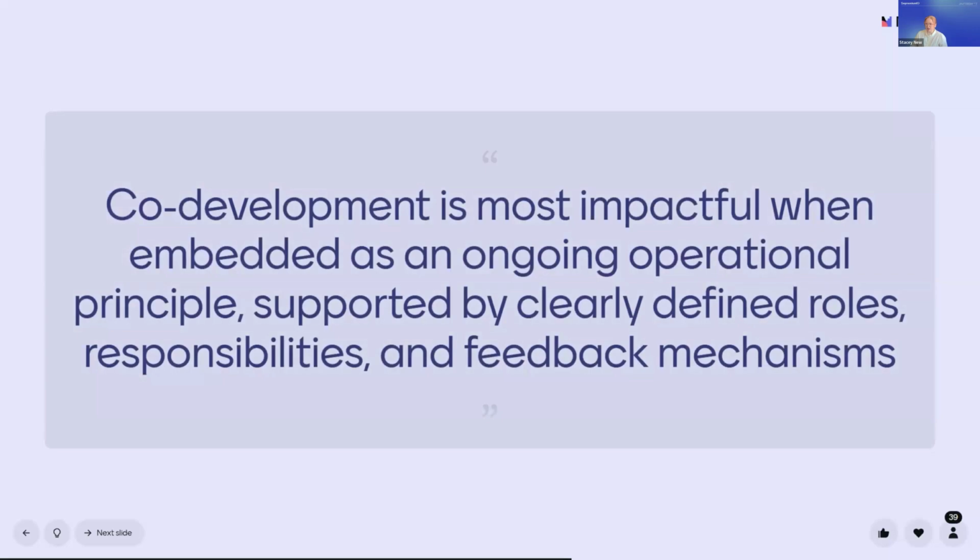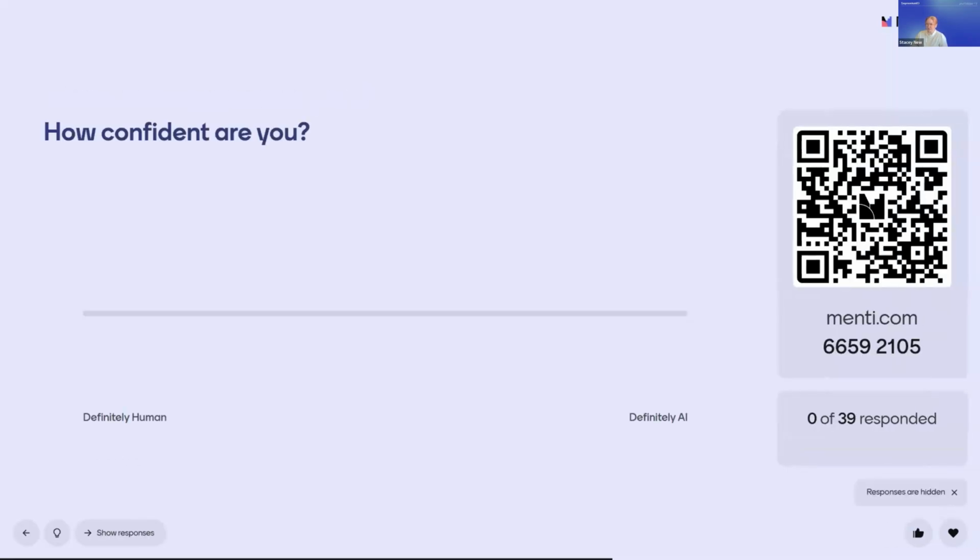And then lastly, co-development is most impactful when embedded as an ongoing operational principle supported by clearly defined roles, responsibilities, and feedback mechanisms. So yeah, how confident are you that the last quote is human, AI, or you're just not sure?